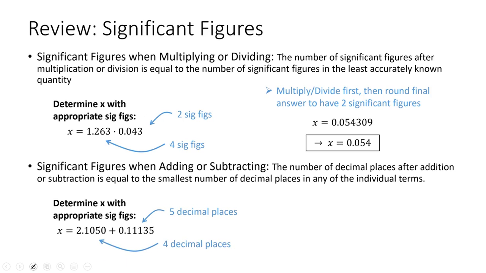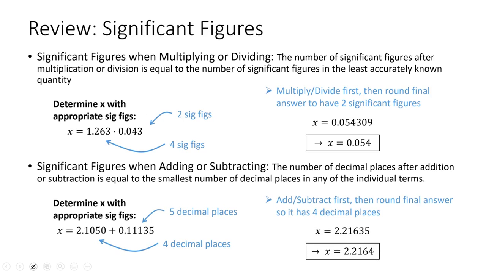Here I have a 0 at the end, but we know that a 0 after a significant digit in the decimal place counts as a significant figure. And so that last 0 is significant, and we should count it in the number of decimal places that we have. And so I would say that this number has 4 decimal places. Okay, and so now what that means is I should add my two numbers together and round the answer so that it also has 4 decimal places. So when I do that, I get x equals 2.2164.